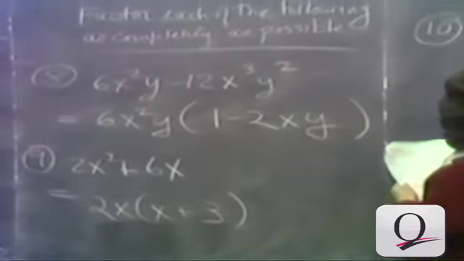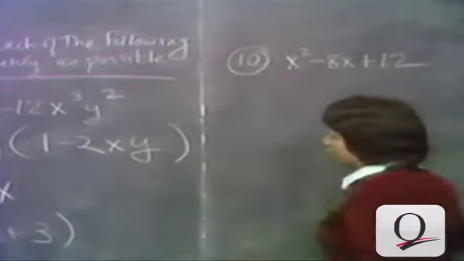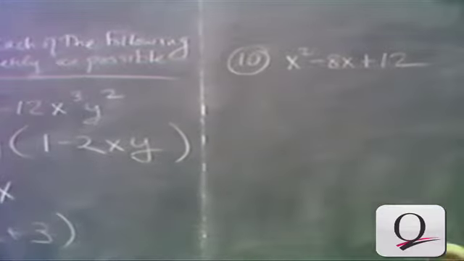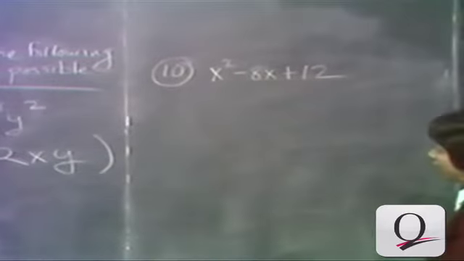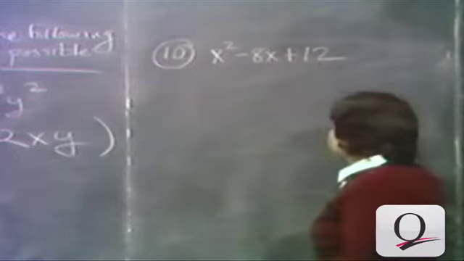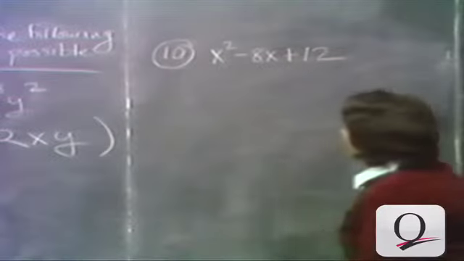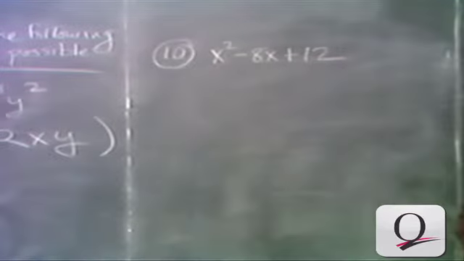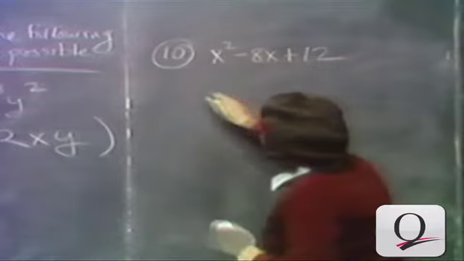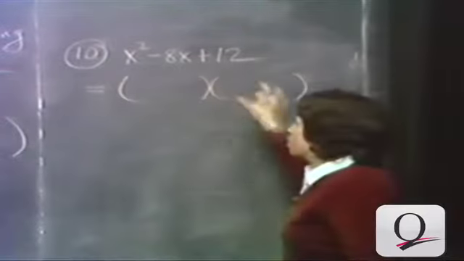X squared minus 8x plus 12. Now, once again, we start by looking for the common factor. And we notice in this example, there is no common factor for these three terms, no common factor other than 1. Okay, at this point, we say, well, it's a trinomial, and we have certain techniques for factoring trinomials, and possibly we can write it in this kind of form.